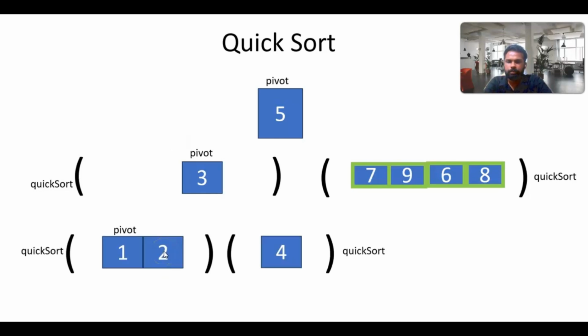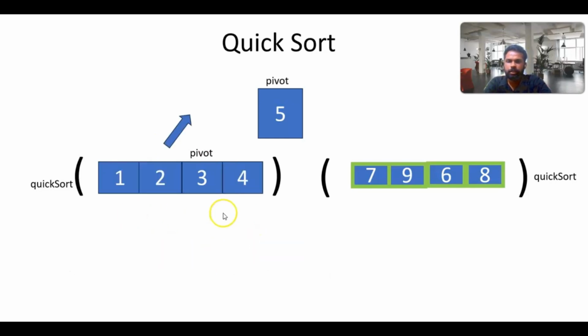So we can connect these arrays together because they are already sorted. So now we can connect this array to the pivot element 5. The same process is done to this array too.